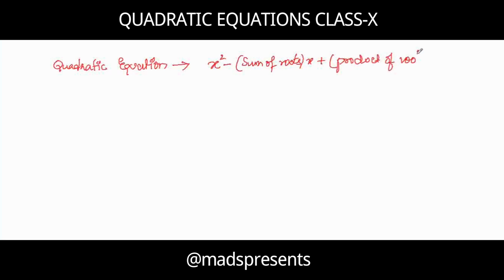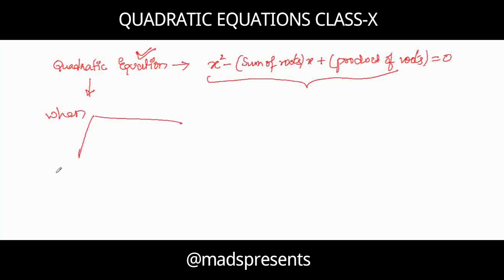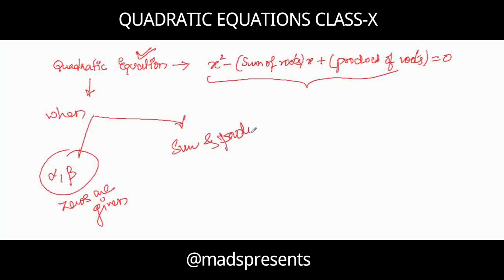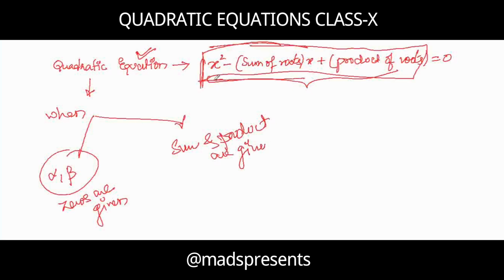Product of roots is equal to 0. So this is the formula to frame a quadratic equation in two cases. When alpha and beta are given, meaning when roots or zeros are given. Second case, when sum and product are given. We can expect a question or MCQ on this. So try to remember this formula.